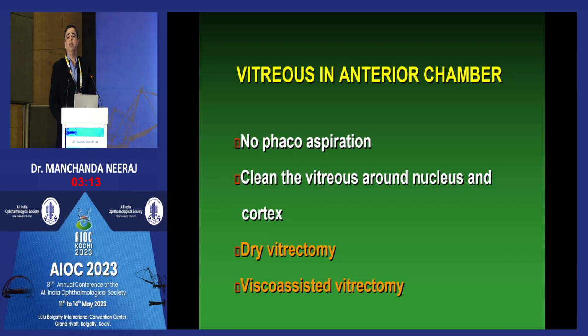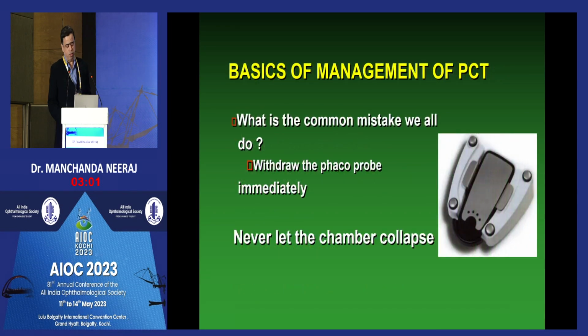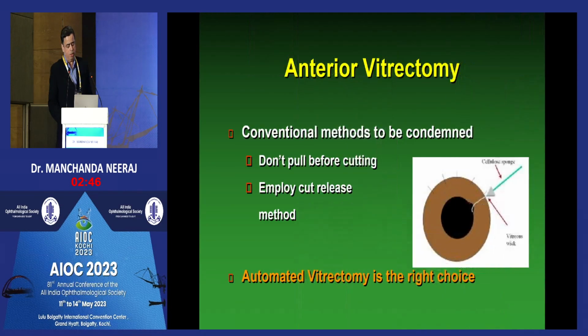If there is vitreous in the anterior chamber, in that case there was no vitreous, phaco aspiration should be avoided. Immediately withdraw the phaco probe, but maintain the anterior chamber, and clean the vitreous around the nucleus. A dry vitrectomy or a visco-assisted vitrectomy is the thing to be done. But what is not to be done: do not withdraw as soon as you see something wrong, do not immediately come out of the chamber. That can lead to loss of pressure in the eye and the vitreous can come out. Let it never collapse. With the other hand, you can inject the viscoelastic.